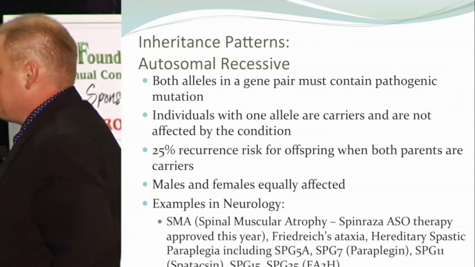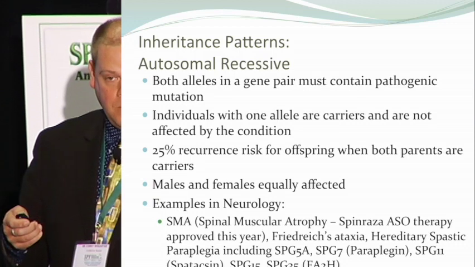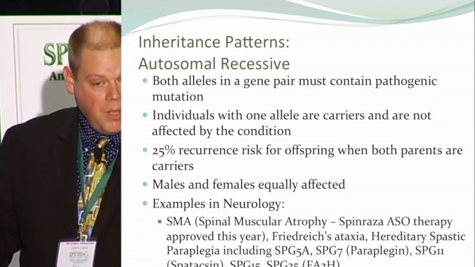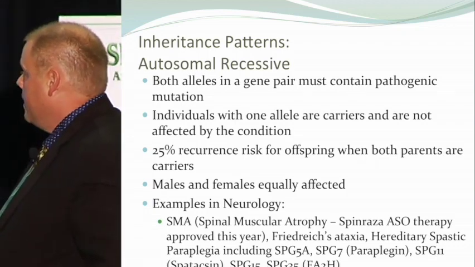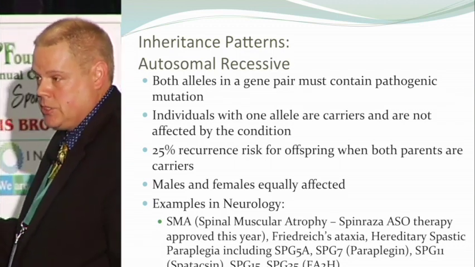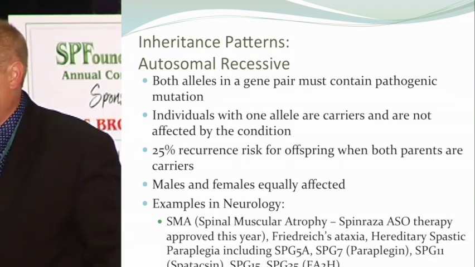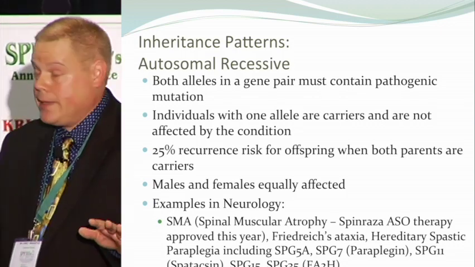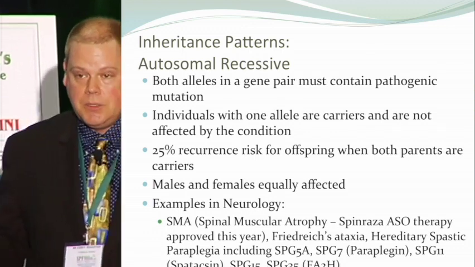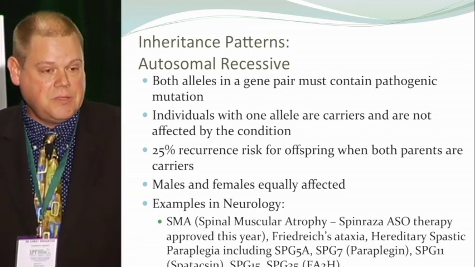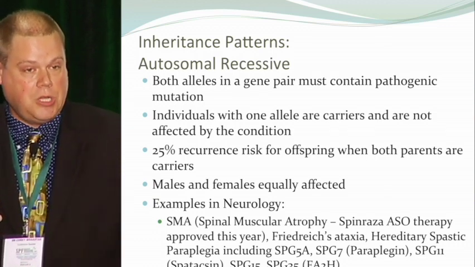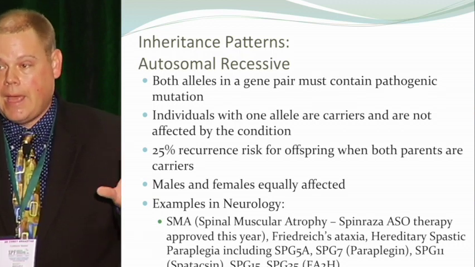both alleles, when I say alleles, I mean one copy of a gene, it's either going to be maternal or paternal. You might not know, but one came from mom, one came from dad. And in this case, both alleles in a gene pair must contain the pathogenic mutation. I don't want to go too fast, so I'll let those words sink in, all right? Both alleles in a gene pair must contain a pathogenic mutation. That means for you to have a recessive disease, you have to have a pathogenic gene from both mom and dad.